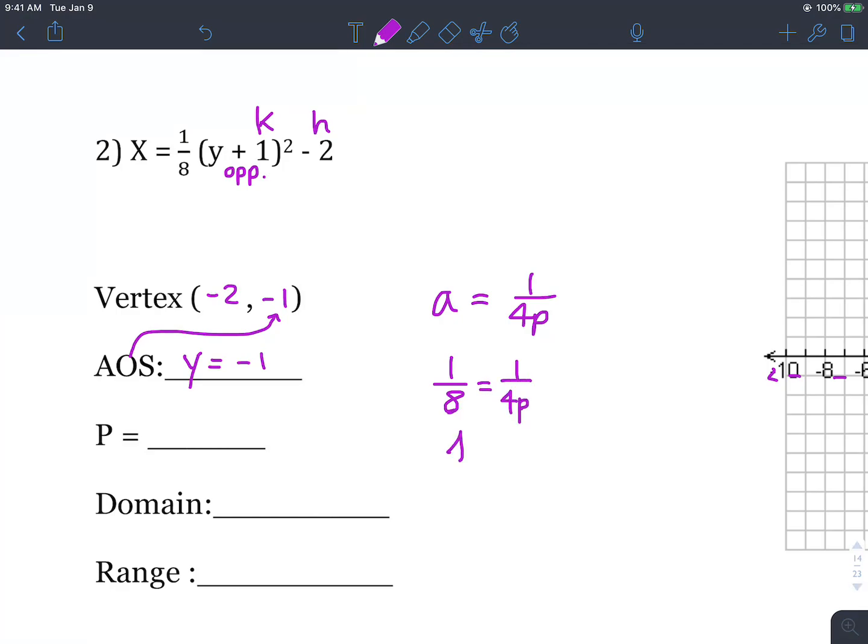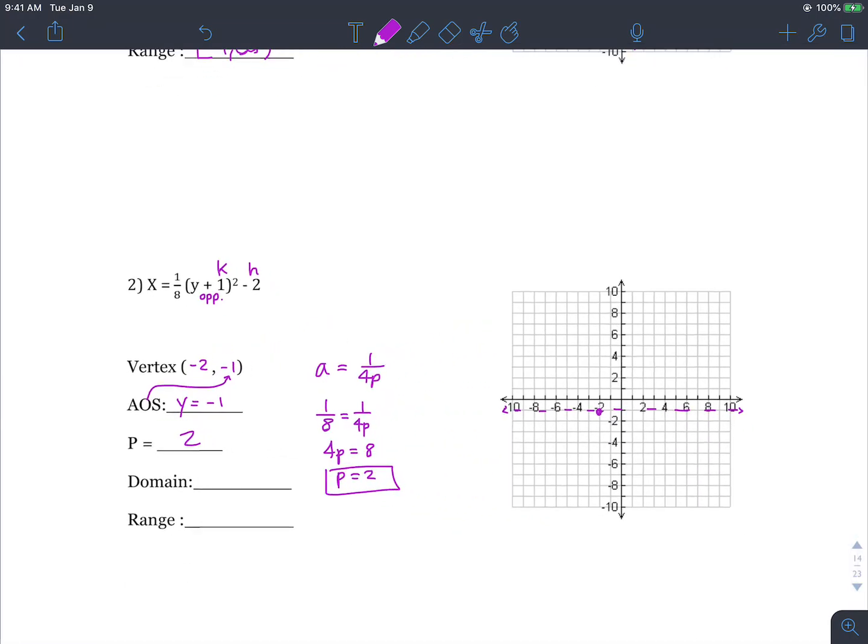Okay, from there, I'm going to cross multiply. That'd be 4P times 1 is 4P. And then 8 times 1 is 8. Which now means when you divide, P is 2. Which means your focus and directrix is 2 units away.